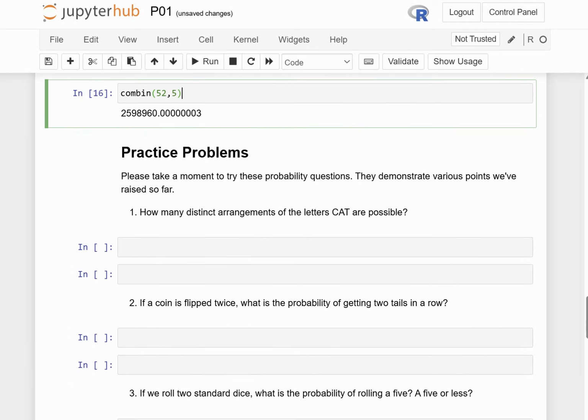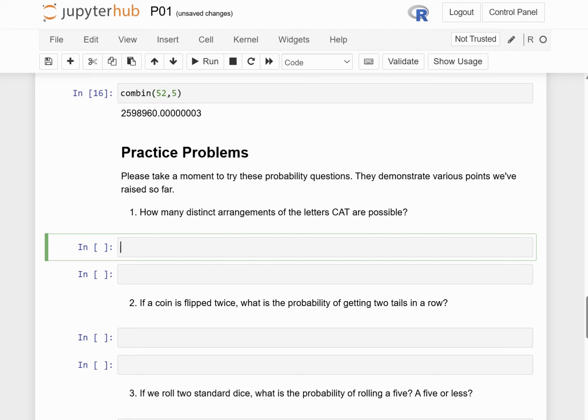And so next we have these practice problems that we can tackle. Please take a moment to try them. And by the way, this might be a time to pause the video and go through and see if you can calculate them. So if you'd like to, please pause the video and try some of these. And I assume now we're back.